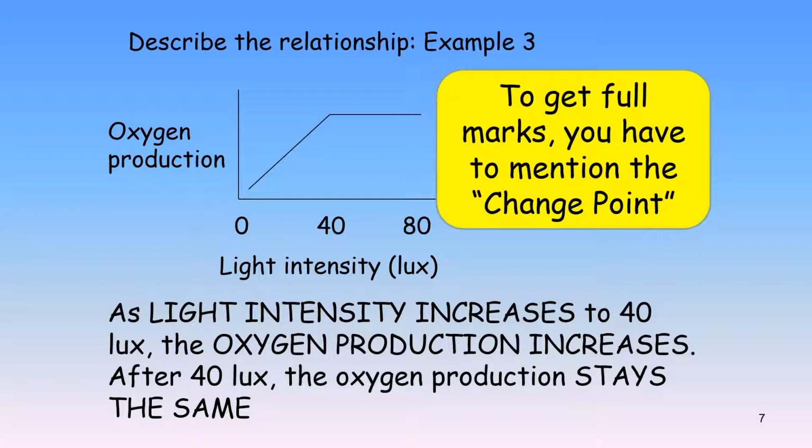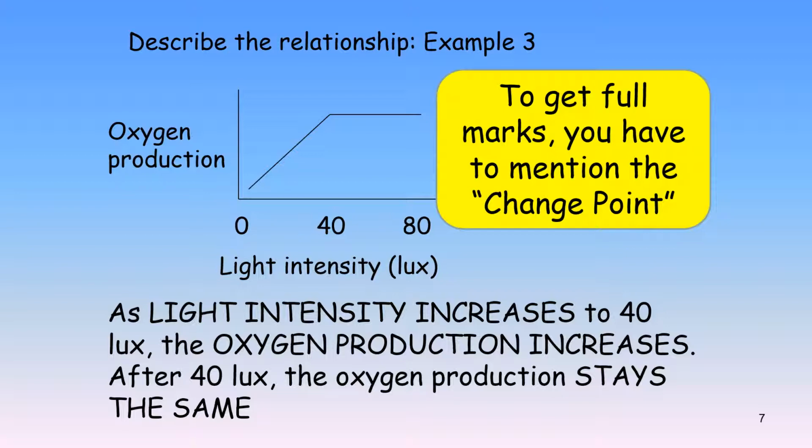So as light intensity is increasing, the oxygen production increases and then stays the same. And then your second mark is for saying at what point that change point happens. So at 40 lux. So if you'd said as the light intensity increases to 40 lux, the oxygen production increases. Then after 40 lux, the oxygen production stays the same.